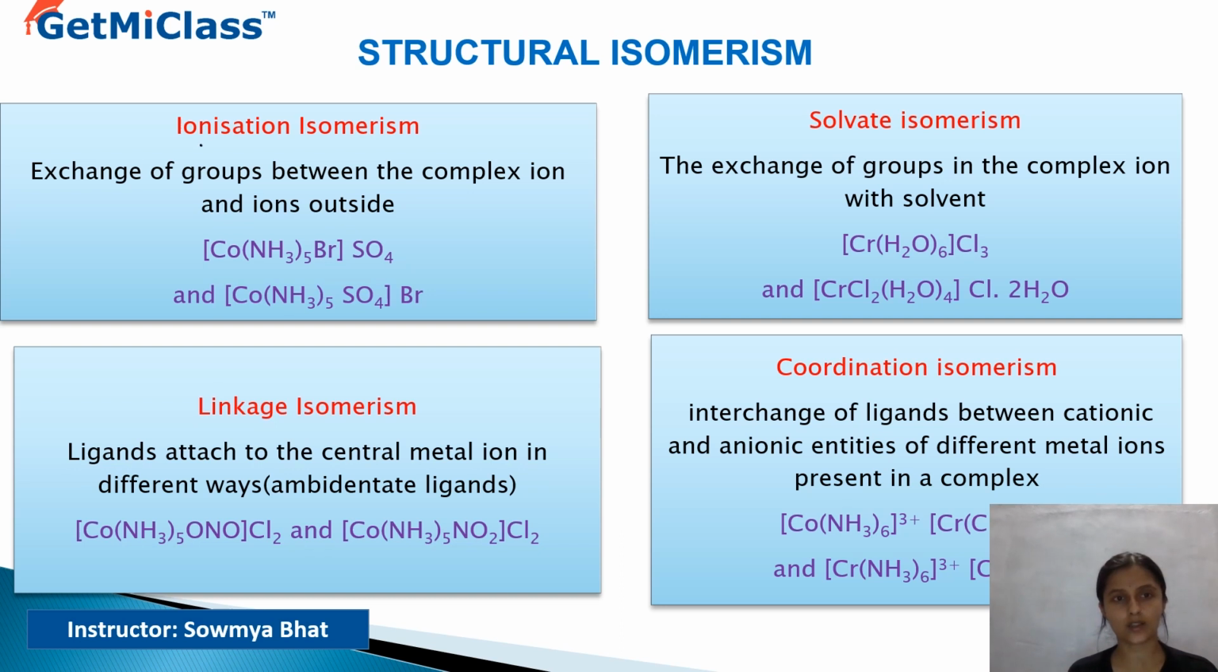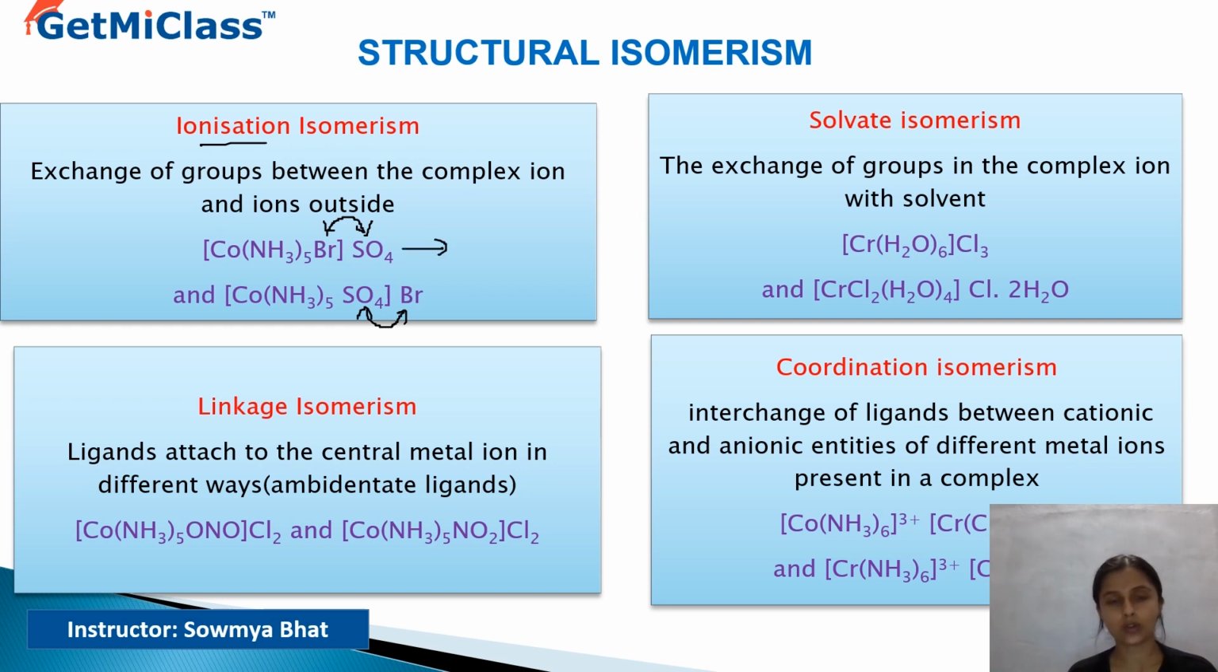One is the ionization isomerism. So what happens here is the exchange of the ligand and the counterion takes place. If you observe these two, here the bromine is present as a ligand and sulfate is present as a counterion, whereas in the next complex the bromine is present as a counterion and the sulfate is present as a ligand. So there is an exchange of group between the complex ion and the ions outside.